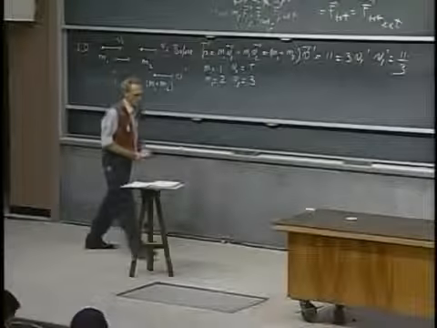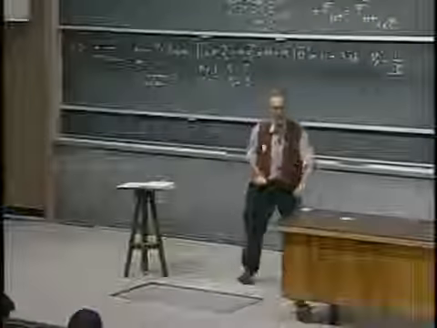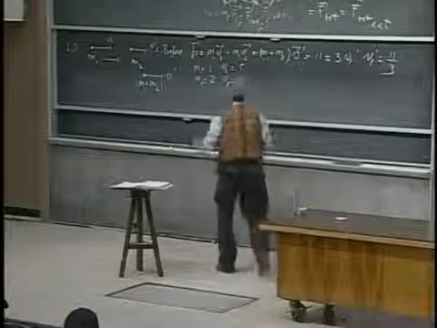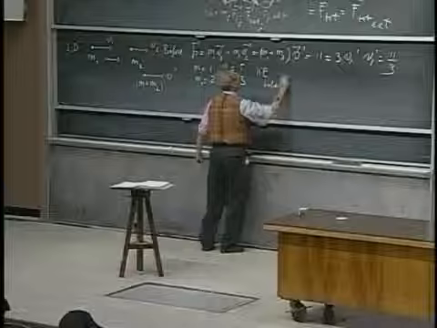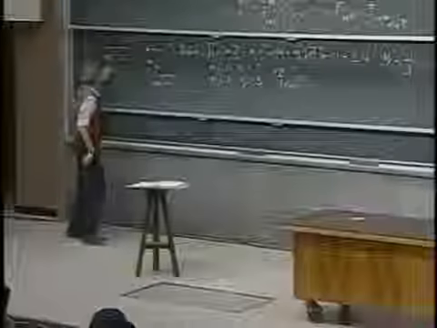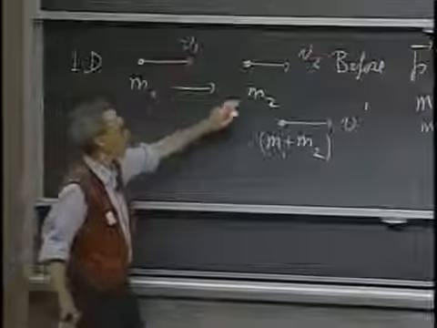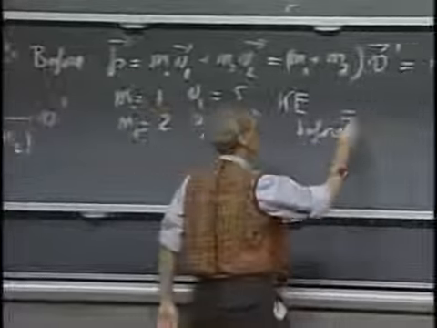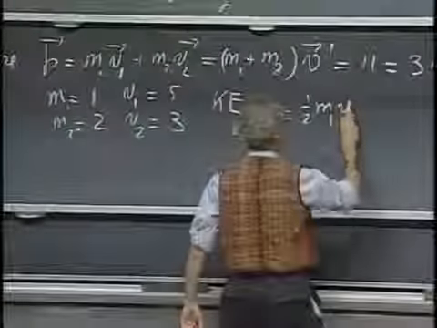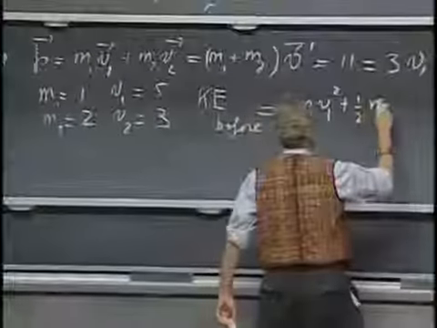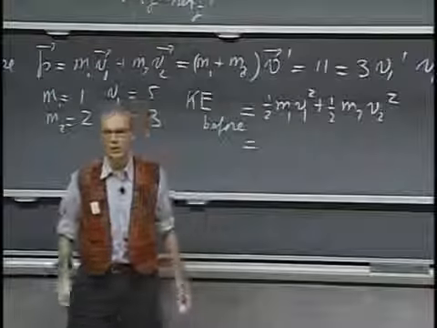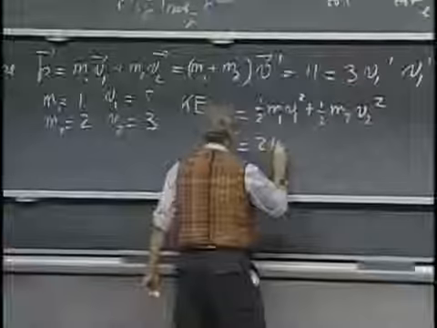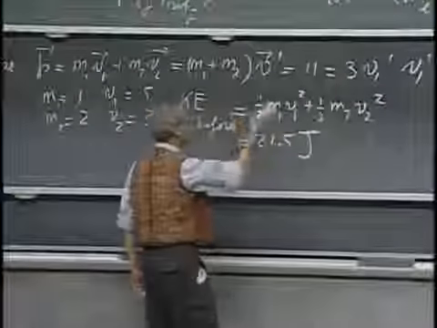Now there was a certain amount of kinetic energy before the collision. And of course we can all calculate that. Kinetic energy before the collision is 1/2 m1 v1 squared plus 1/2 m2 v2 squared. How much is it? You can do that as well as I can. If you add that up, you'll find 21.5 joules. Trivial to stick in the numbers.